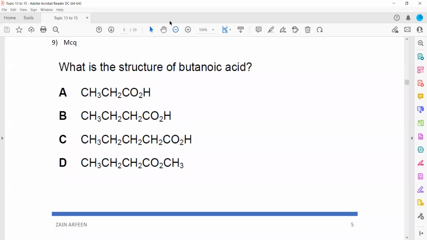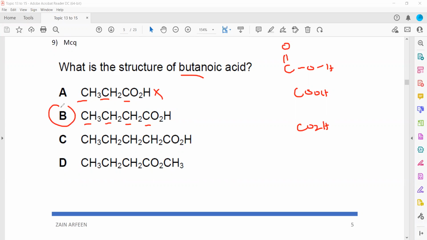What is the structure of butanoic acid? But means 4 carbon atoms, and oic acid means it should have C double bonded with O and OH, or we can say COOH, or we can also say CO2H. So 4 carbon atoms should be there, 1, 2, and 3. So this is not butanoic, this is propanoic acid. 1, 2, 3, and 4 carbon atoms are there. So this is butanoic, because the but prefix means 4.